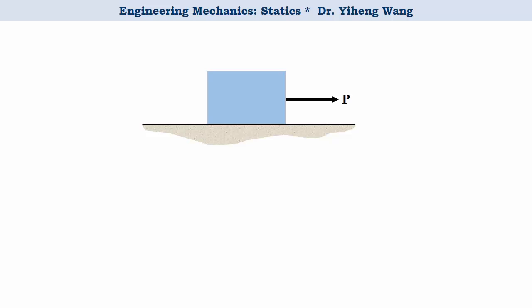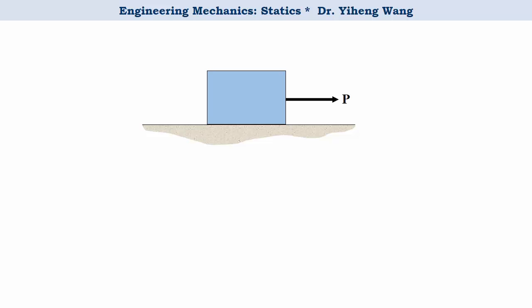So what happens before the applied force P reaches this limiting amount? According to Newton's second law, unbalanced force along this horizontal direction will surely cause motion. Therefore, apparently, there must be another force acting in the opposite direction that balances the applied force P, preventing the crate from moving. And from experience, we know this force is the frictional force between the crate and the floor.